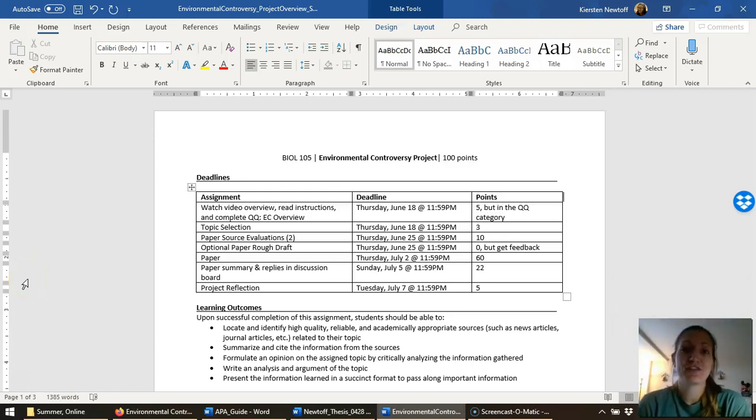One of the projects in this course is the environmental controversy paper and discussion board. And it's really not that intensive. It's only writing a 2 to 3 page paper examining some sort of environmental issue. Some of the topics are more controversial than others, but I'm just calling it controversy to get all of those topics under one umbrella. So the first thing listed are the various deadlines.